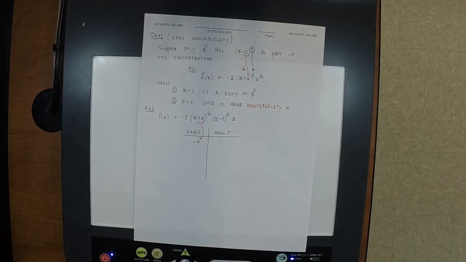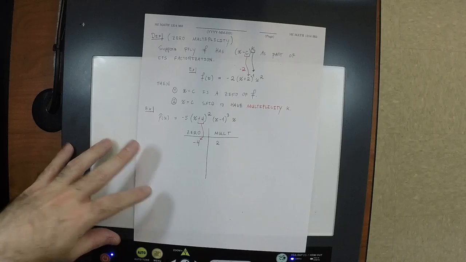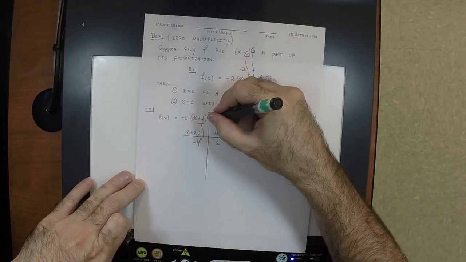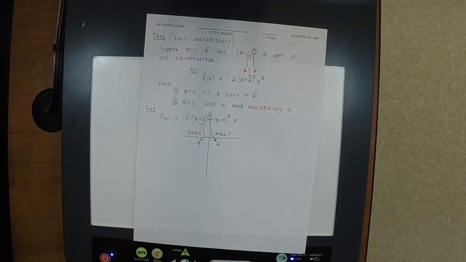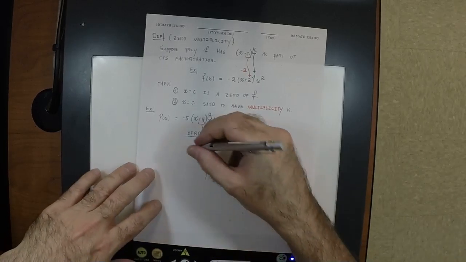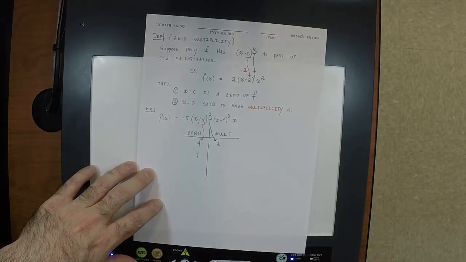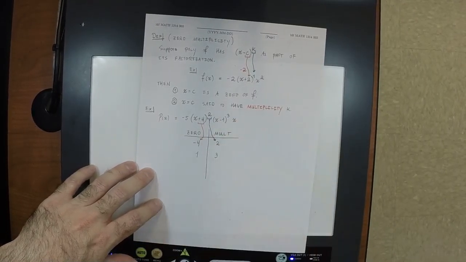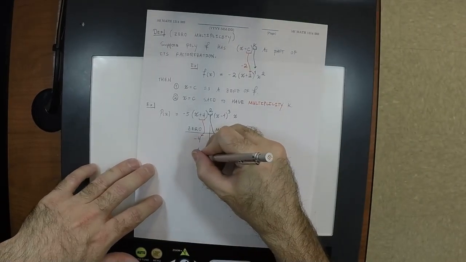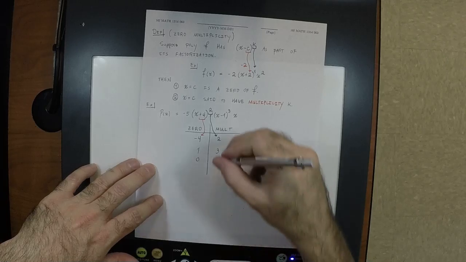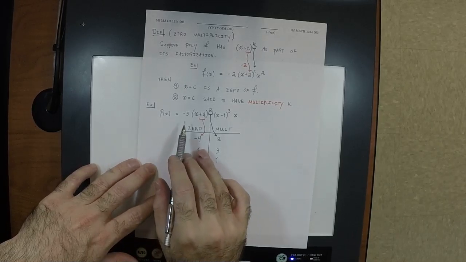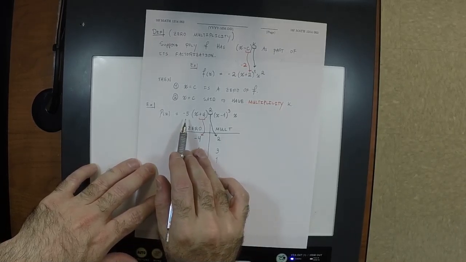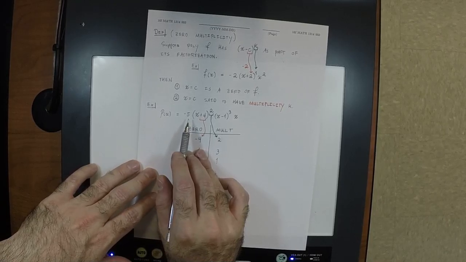What is the multiplicity of negative 4? It has multiplicity 2. And what's another zero? 1 is another zero. What is its multiplicity? 3. What's another zero? 0. What is its multiplicity? 1. How about this negative 5? Is it a zero? No. What could you plug in so that negative 5 would be equal to 0?